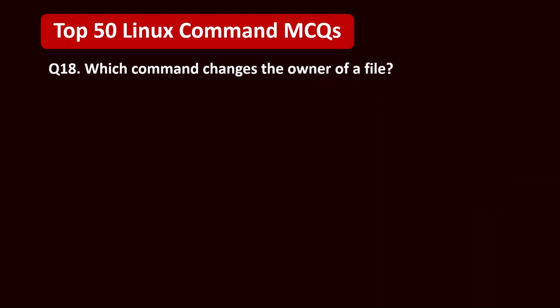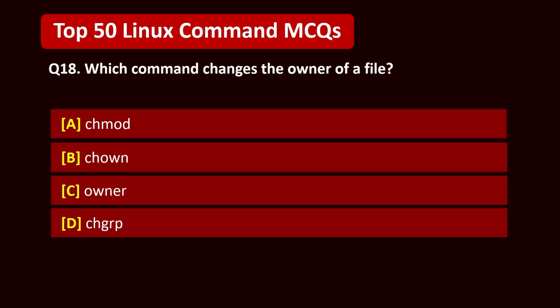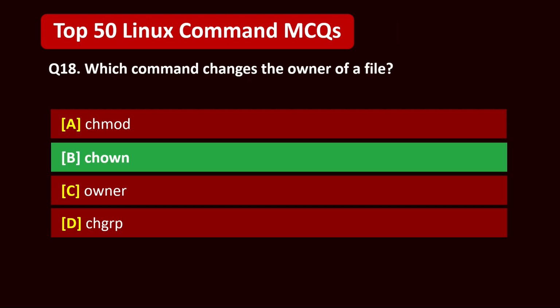Question 18. Which command changes the owner of a file? A, chmod, B, chown, C, owner, D, chgrp. 5, 4, 3, 2, 1. Correct answer is B, chown.